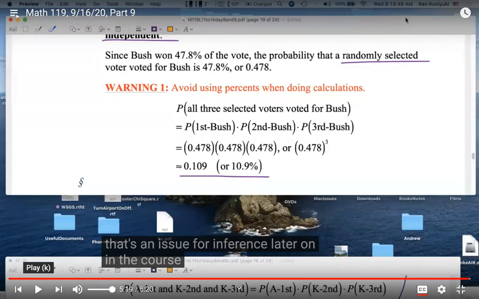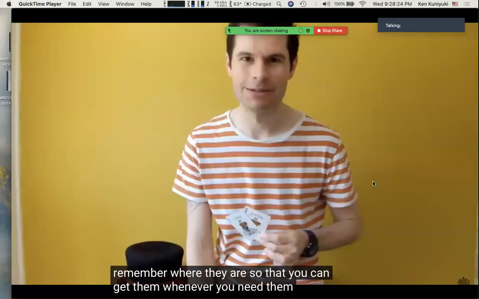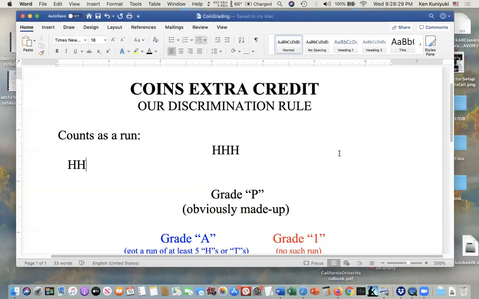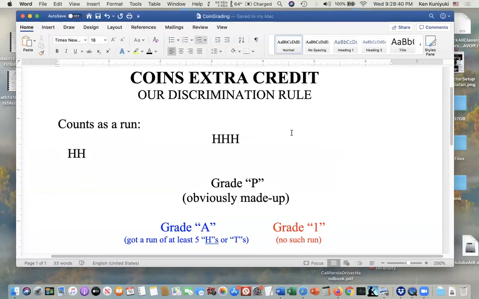All right. So remember, get out your file with your 100 coin flips, and I'm going to tell you how to grade it, how to mark your papers. Here's how you're going to grade it. Our discrimination rule, and it's literally called a discrimination rule. Some of you actually flipped the coin, or you got the website to flip the coin. Others of you simulated it in your head. You tried to fool me into thinking that you had actually flipped the coin or got the website to do it.